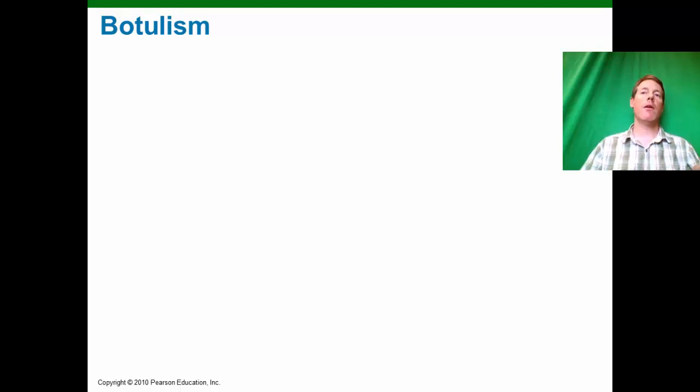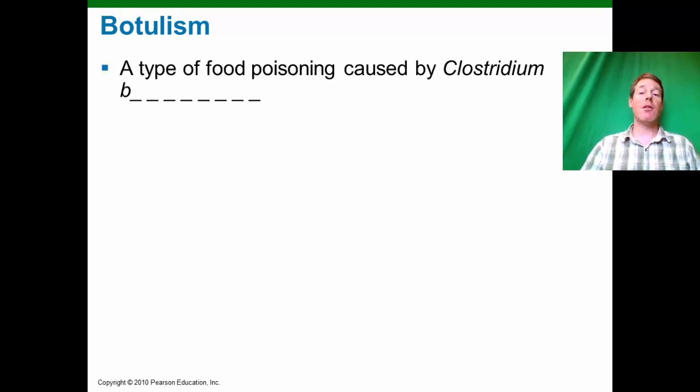The second non-meningitis disease that we're going to talk about is botulism. Botulism is also caused by a Clostridium bacterium. You should see a theme here. Clostridium bacteria, in addition to what you knew about them before, produce neurotoxins that interact with your nervous system and cause diseases. So botulism is a disease that is a type of food poisoning.